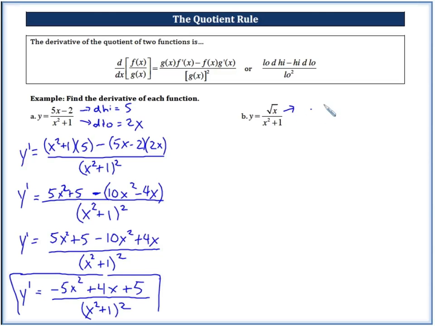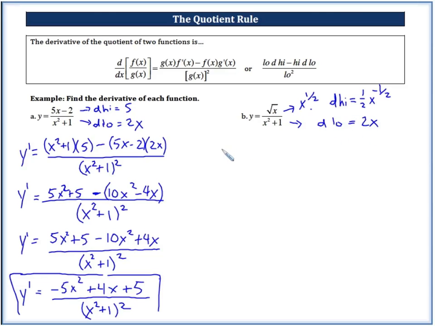So here, we want to find d high. So first off, square root of x, we want to rewrite it with a power, so we can use our power rule. Okay. So d high is going to equal 1/2 x, let's see, 1/2 minus 1 is negative 1/2. And then d low, derivative of x squared plus 1 is 2x.